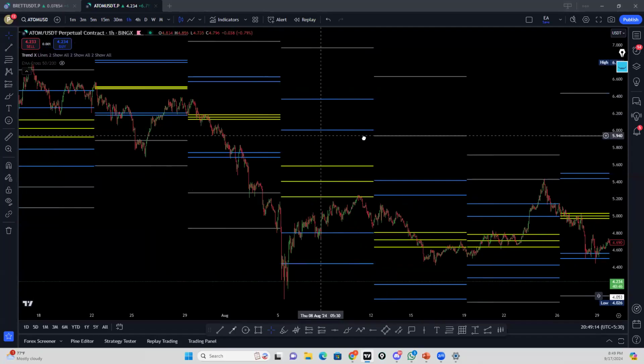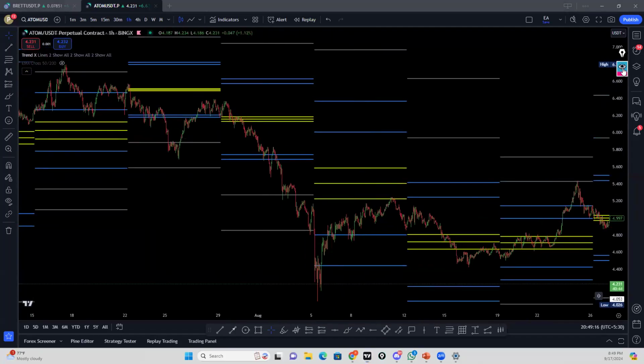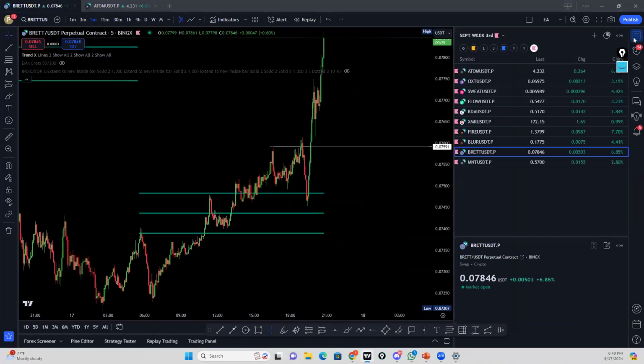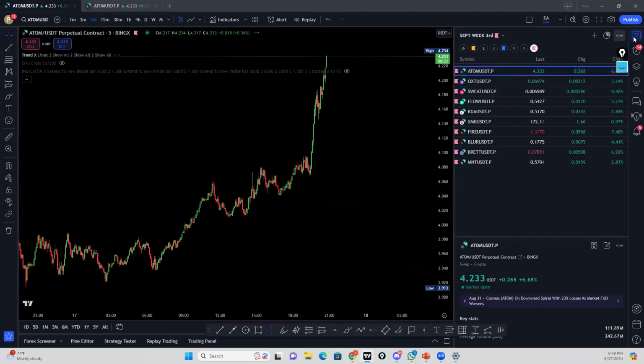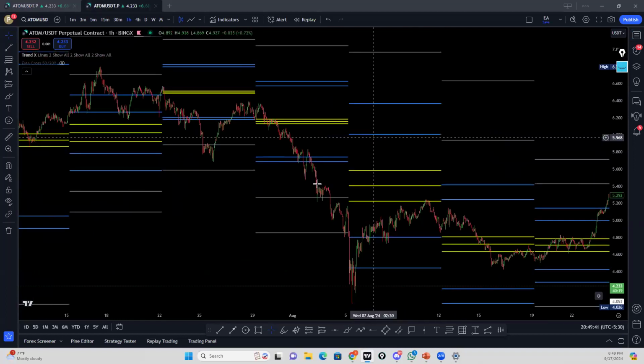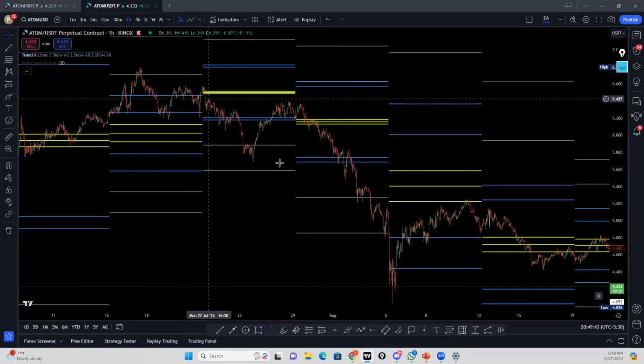Okay, so here, this is the weekly chart. First, I want to tell you that I have two different windows. The first window which you are seeing now is on the 1 hour chart. The second window I use on 5 minutes. Just let me change this. Okay, so I have two different windows.